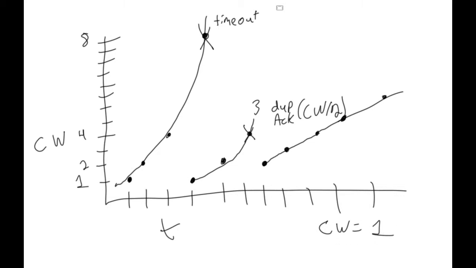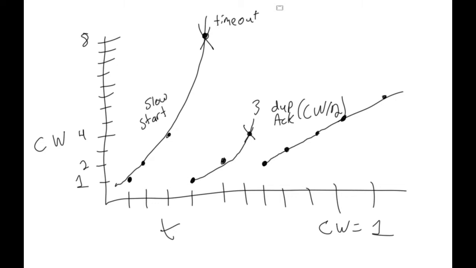So first you have what is called slow start. The reason it's called slow start is because you start at 1 and you double every single time. So every time you get another acknowledgement, you double it. So first here, CW is equal to 1. You got an acknowledgement back. Great. Okay, you double it. Now my congestion window is 2.